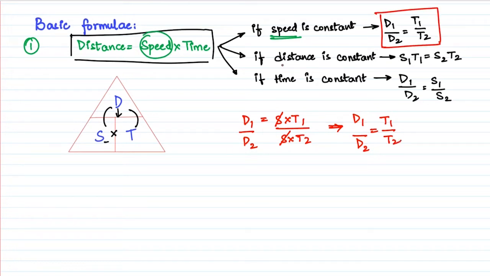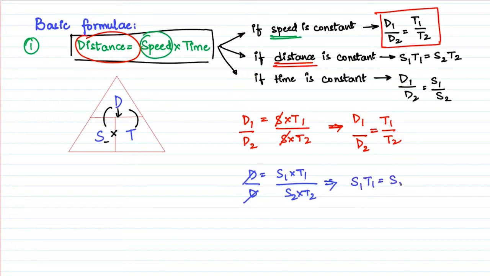The second formula is when the distance is constant. If the distance is constant, we can write d is equal to s1 into t1 divided by d is equal to s2 into t2. So from here, the d and d we can cancel, and we can write s1 t1 is equal to s2 t2. So this is the second formula when the distance is constant.